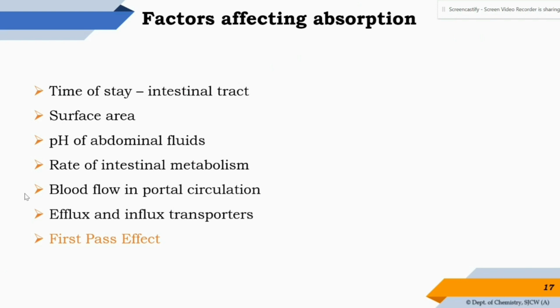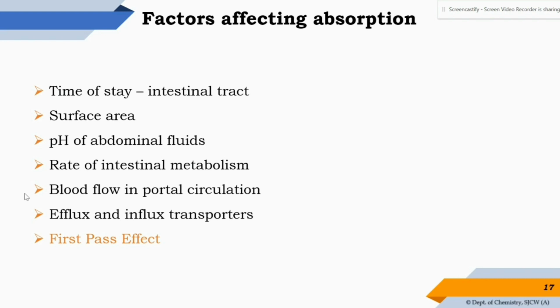Or it is also controlled by blood flow in portal circulation, how much blood is flowing in the portal circulation. Then there are efflux and influx transporters in the intestinal wall. Efflux transporters push back the drug into the intestinal lumen. Influx transporters transport the drug through the intestinal wall to the blood vessel.